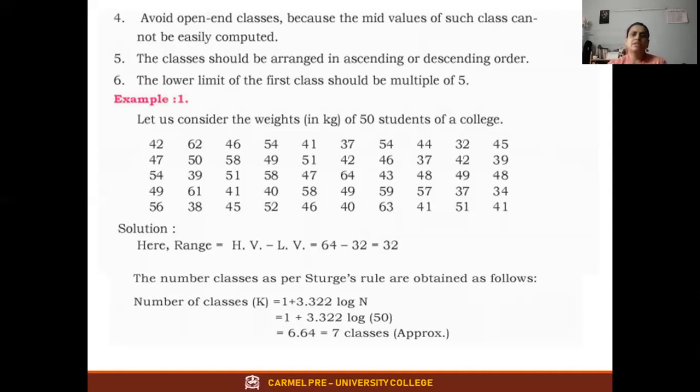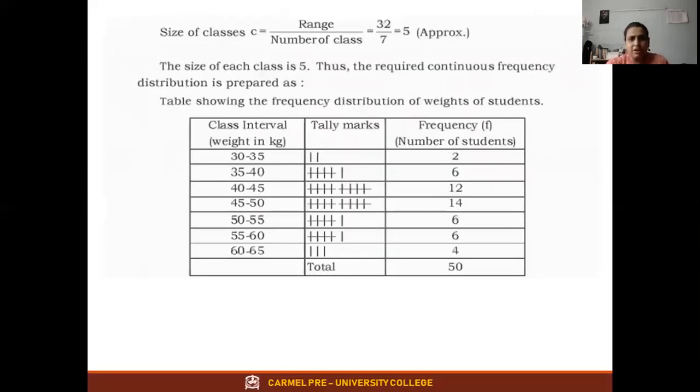They have given us 50 students of a college, and they want us to make a table, a continuous frequency distribution. Now, we don't know how many classes. We don't know the width of the class to make the table. See, the table looks like this, 30 to 35. But how do I know to start from 30 or to start from somewhere else? So there are some rules we need to follow to prepare this table.